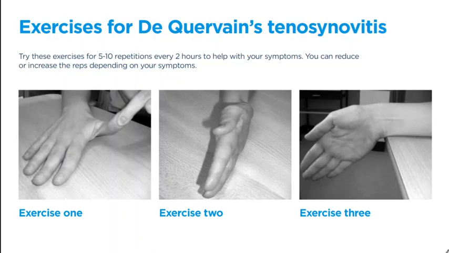And exercise 3, support your forearm on the table with your wrist on the edge of the table and thumb pointing upwards. Slowly lower your wrist towards the floor until you start to feel discomfort, and use the other hand to return your wrist to the starting position. Again, these exercises should cause minimal pain and discomfort, and aim to complete 5 to 10 repetitions every 2 hours.